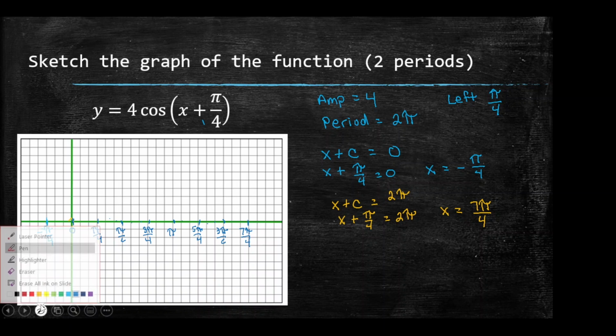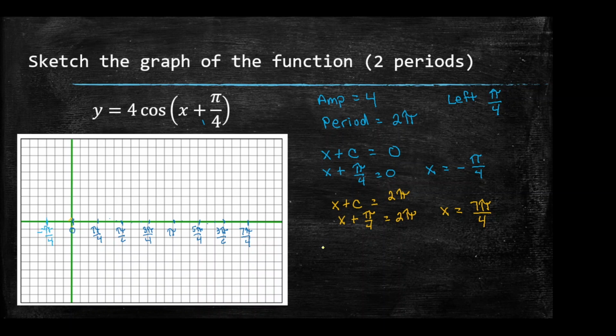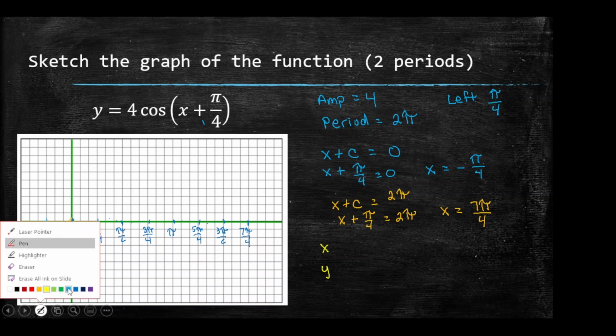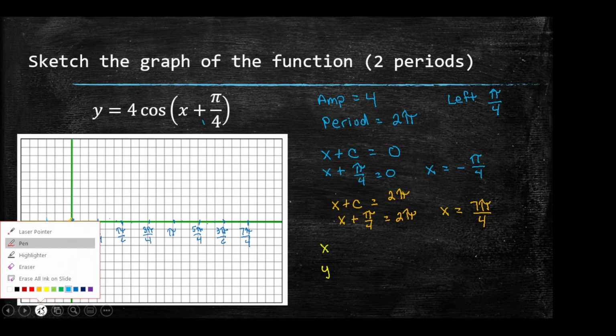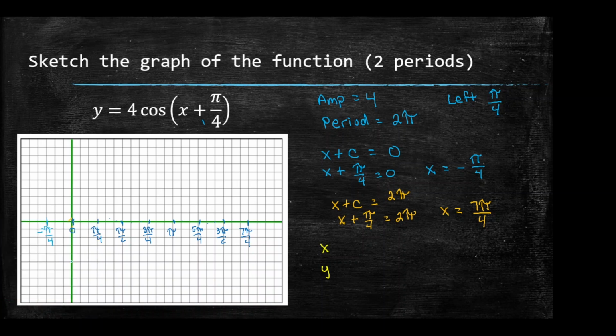And where are we with each of these? At X and then my Y value, I'm not going to write this whole thing out. This is my Y value right here for cosine. Before I do anything else, I've got to remember that on my table my amplitude is 4. So I'm not going up to 1 anymore. I'm going up here, let's call this 4, and then down here is -4.